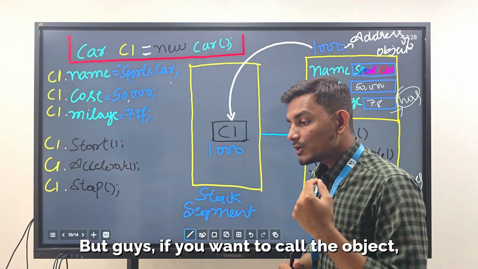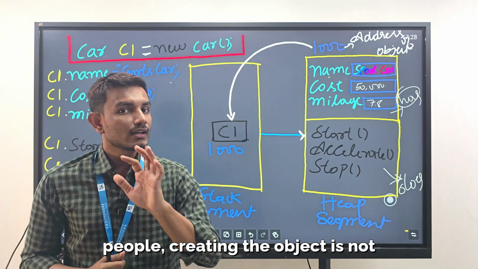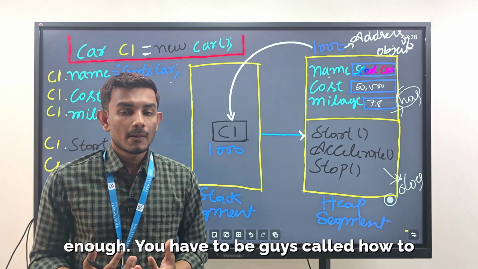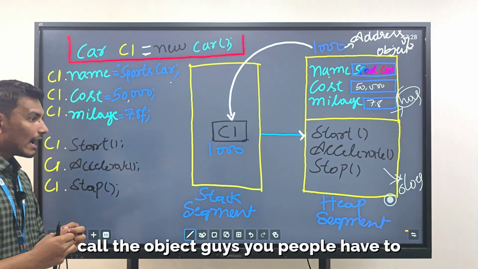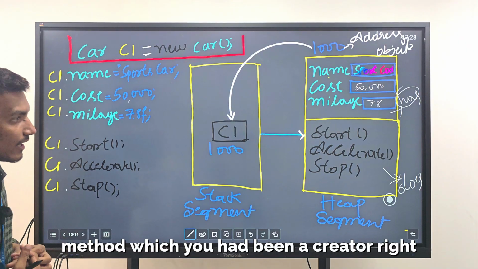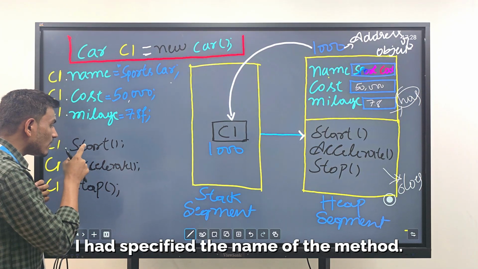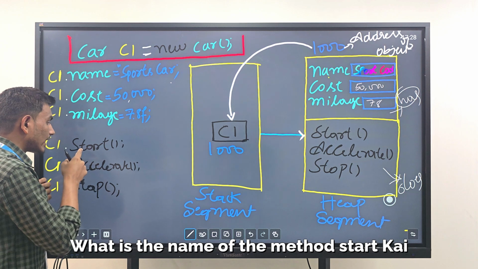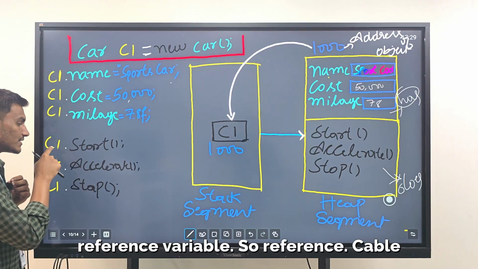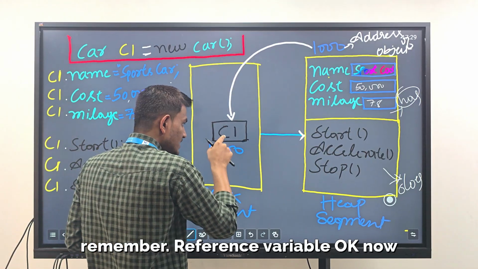But guys, if you want to call the object, how to call the object? As I've told you, creating the object is not enough. Creating the object is not enough. You have to call the object. How to call the object, guys? You have to specify the name of the method which you have created. Right now, guys, if I want to call the object, I specify the name of the method. What is the name of the method? Start. Guys, along with it, I specify the reference variable. So, reference variable dot operator. What does it mean? Guys, remember, reference variable.